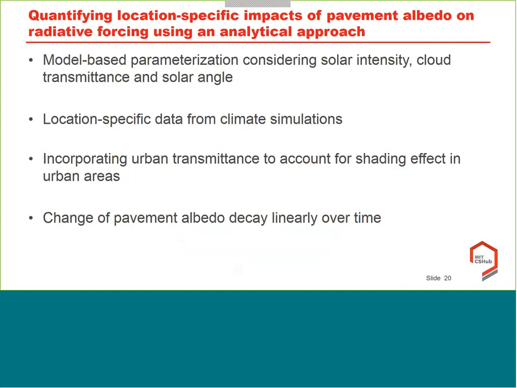But as I mentioned, essentially it's a model that accounts for solar intensity, the amount of cloud transmittance, and solar angle. And actually what's great is that we get location-specific data from the WRF climate simulation. So that's how we're able to use that data in these models to look at the impacts of radiative forcing. We also can incorporate urban transmittance to account for shading effects in urban areas. If there are particular locations where we expect a lot of shading, then that's accounted for. And then we also account for the fact that there'll be a change of pavement albedo that will decay linearly over time.